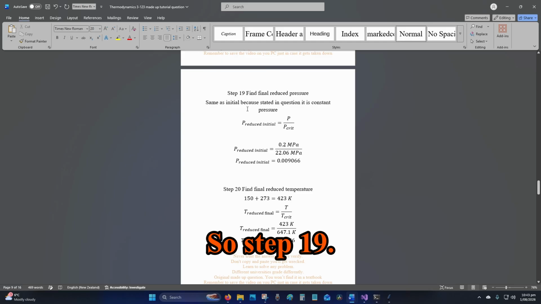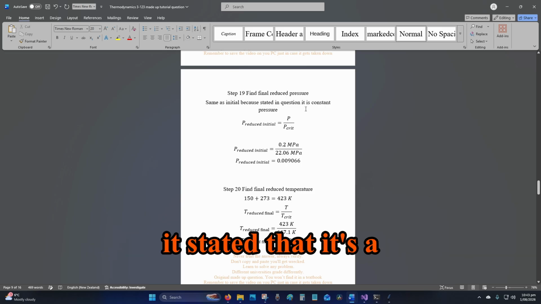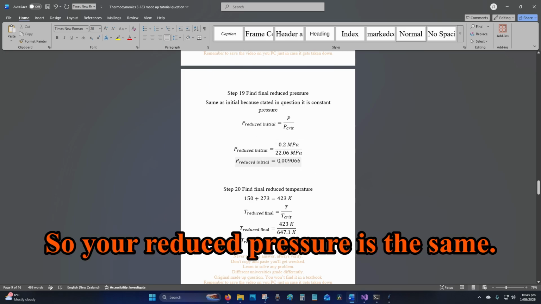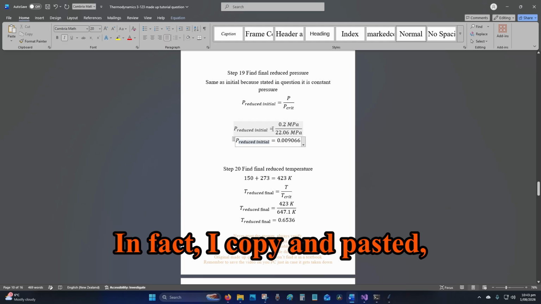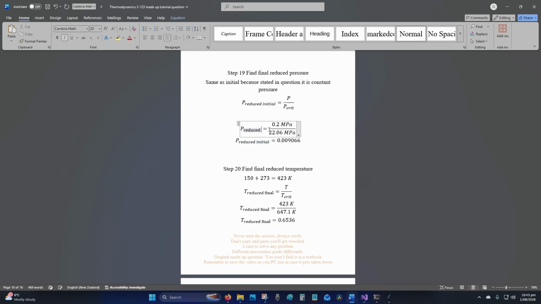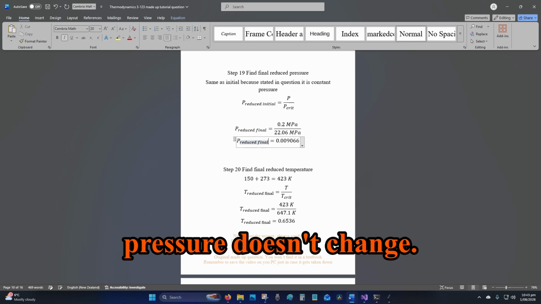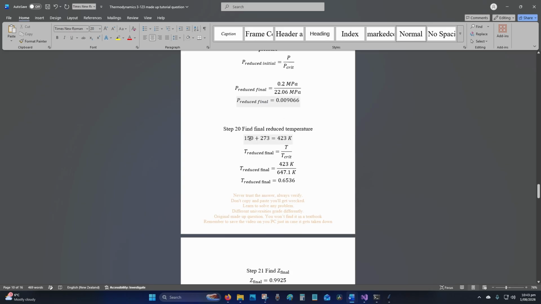So step 19, the final reduced pressure is the same as the initial because in the question it stated that it's a constant pressure process. So your reduced pressure is the same. In fact, I copy and pasted, but I didn't change it to final. It should be final, and the math is the same because the pressure doesn't change. Okay, apologies for the typo.